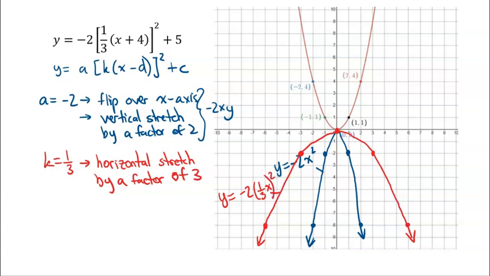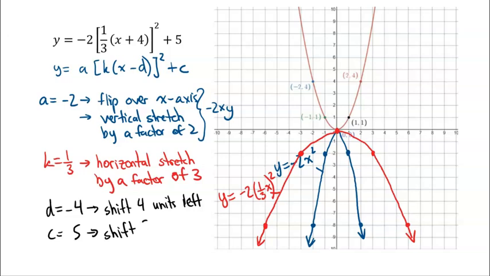The last thing we now need to do is apply the c and the d values. So in order to apply those, we're going to recognize that the d value is actually -4. Remember that it's subtracting a negative if it says plus there. And so that's -4, which means it's going to shift 4 units to the left. And then the c value is 5, which means it's going to shift 5 units up.